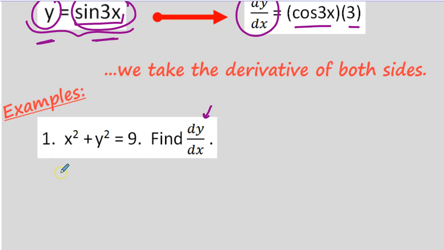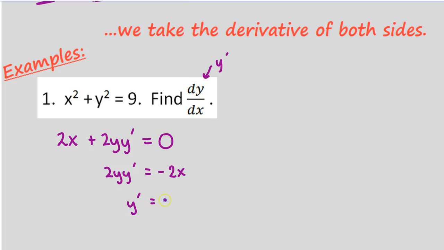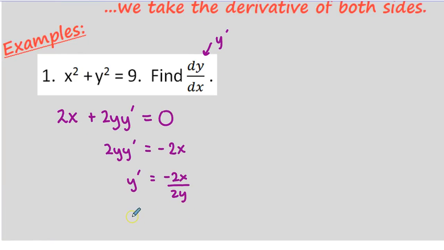Okay, so let's do number 1. The derivative of x squared, 2x. The derivative of y squared with respect to x, 2y times y prime, equals the derivative of 9, 0. Now we're going to isolate y prime. So subtract 2x from both sides and divide both sides by 2y. And then it reduces.